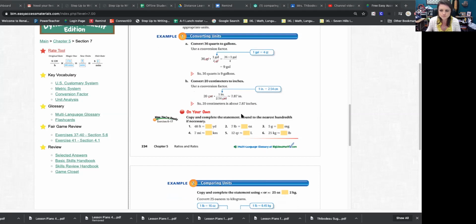Okay, so now you can multiply. When I found this, it's 1 inch to 2.54 centimeters. So 20 times 1 is 20. And then 2.54 times 1 is 2.54. So you'll have 20 over 2.54. So you would divide. Now let me show you on the whiteboard real quick.